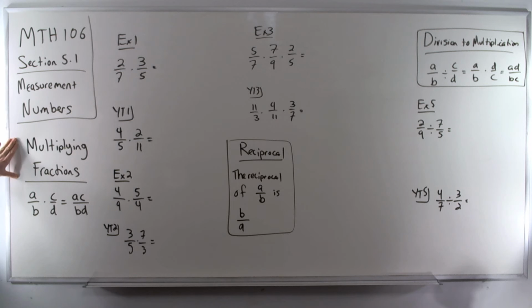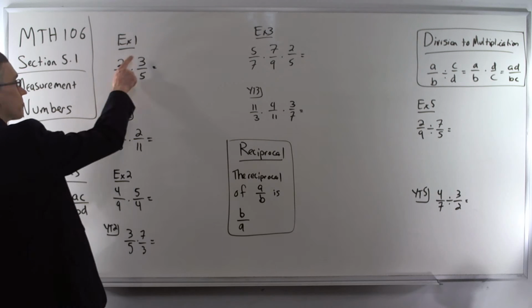So multiplying fractions, we're going to multiply straight across, numerator by numerator, or top by top. A times C gives us A times C in the product. And then we'll multiply denominator by denominator, bottom by bottom, so B times D gives us BD in the denominator. So let's practice that with some real numbers.